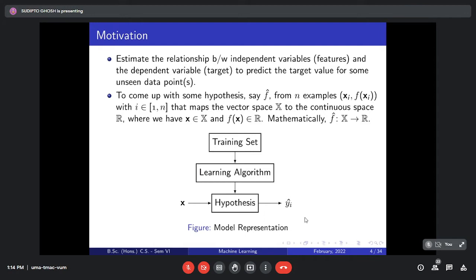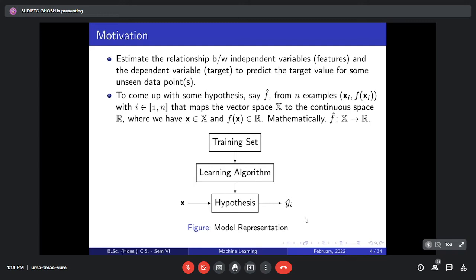So we have all of these and we have to come up with something that takes these examples. In this presentation, I have mentioned the vector space X to the continuous space R. Why do we do that? Because in linear regression, what we try to do, particularly in linear regression, is come up with a continuous value. That means it is not discrete.